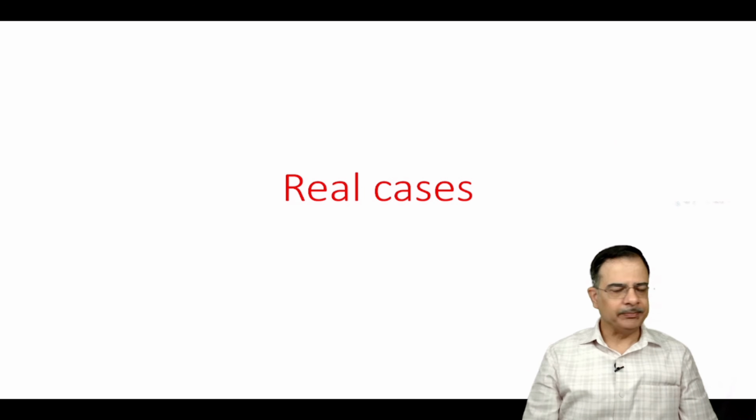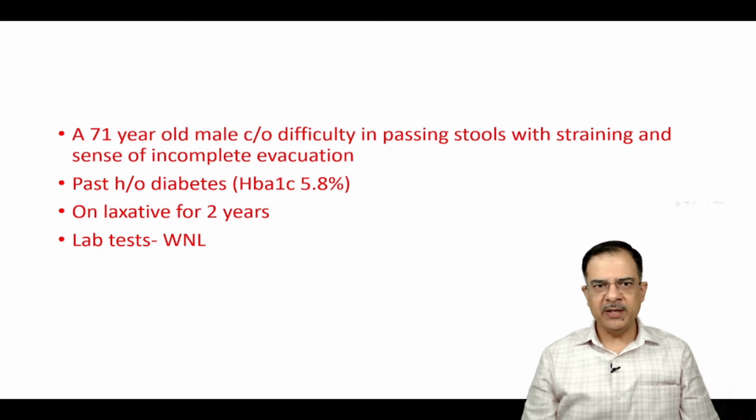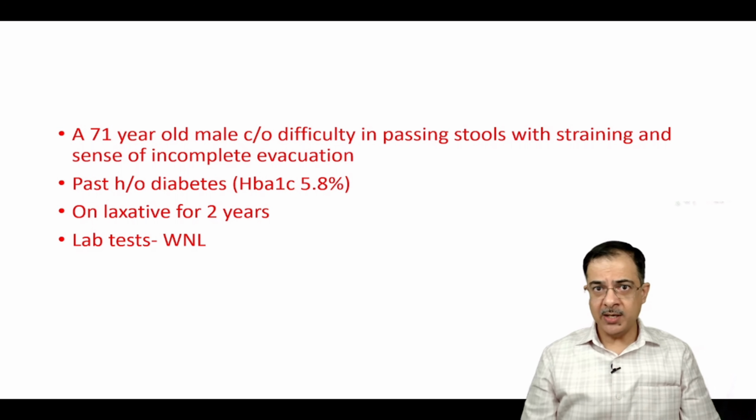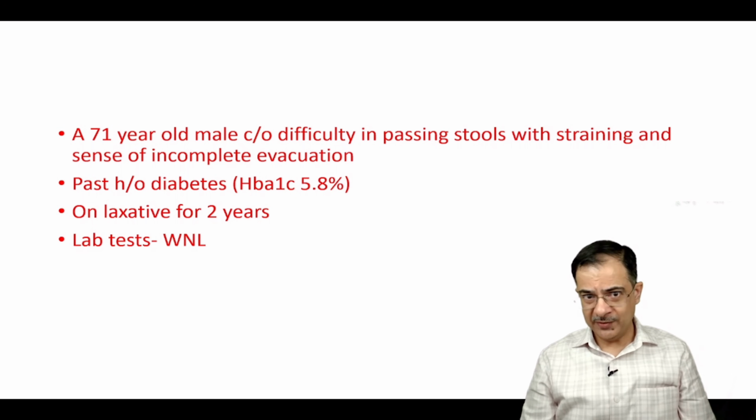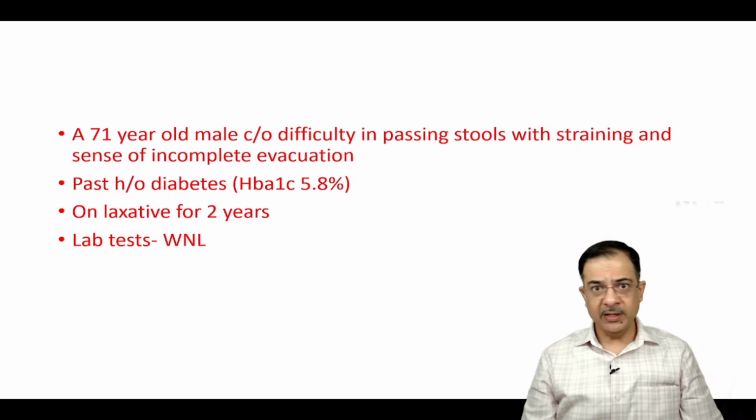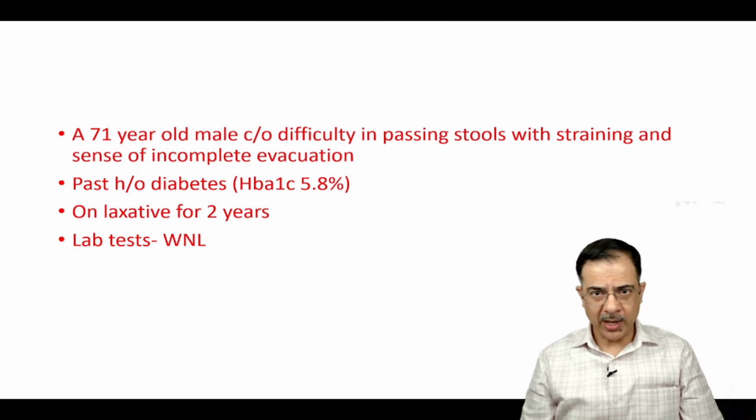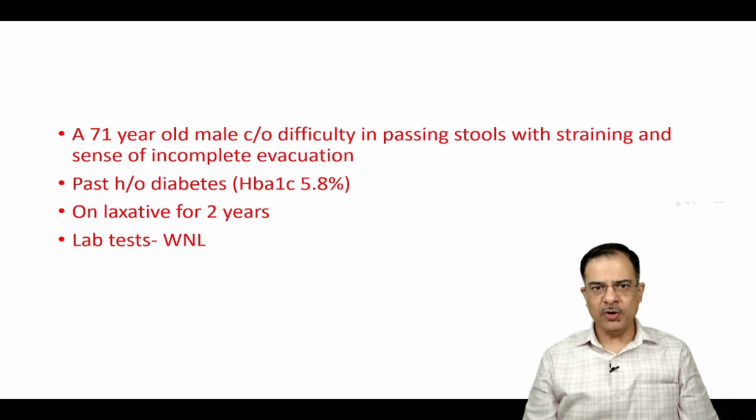Now the real cases. A 71-year-old male. The main symptoms were difficulty passing stool with incomplete evacuation. The patient has diabetes, but the diabetes is under control. So we will think of autonomic dysfunction. The patient has been taking laxatives for 2 years, but still there is no improvement. Lab tests are within normal limits. Electrolytes normal, no thyroid issues, no other medications for diabetes except for metformin.